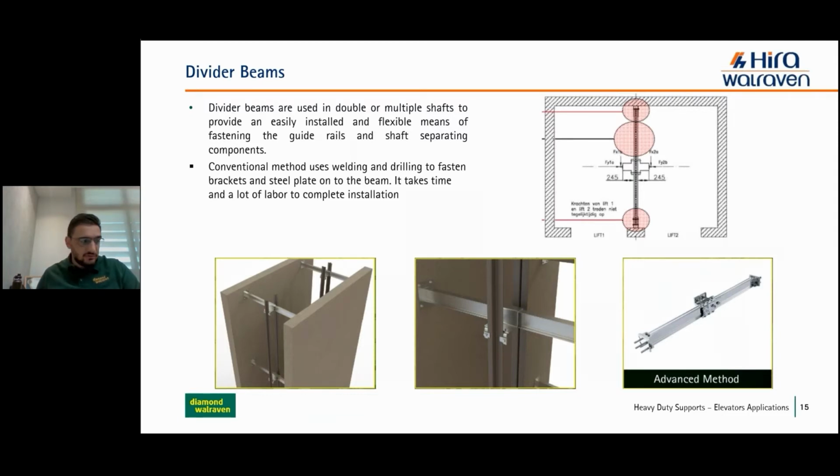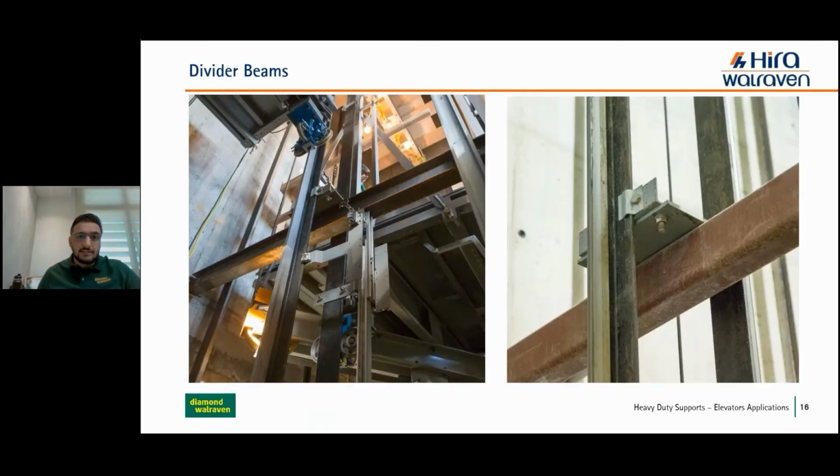Some real installation of this system. You can see from these pictures how the divider beam is being installed by using a heavy H-beam or I-beam and welding the bracket of the guide rail on it, welding the base plate that will be anchored to the wall.